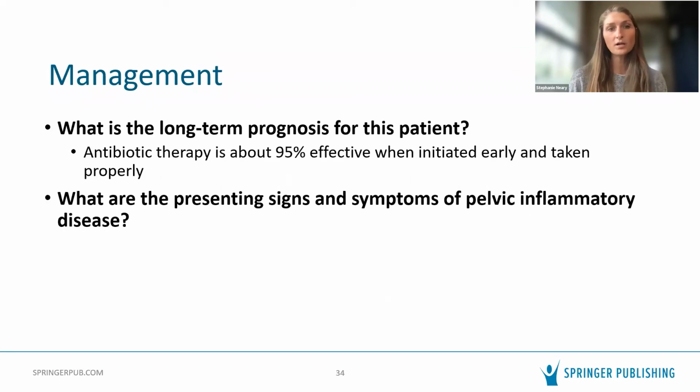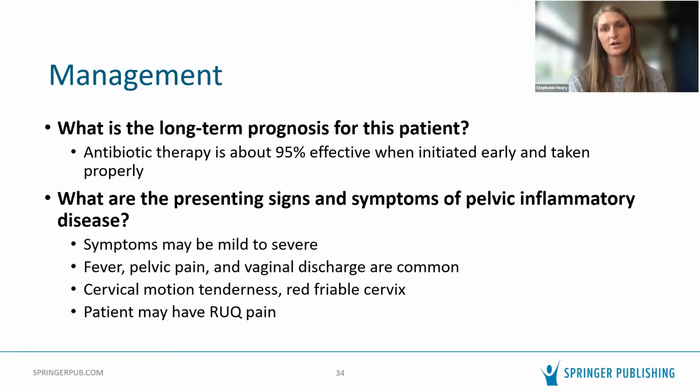And then the long-term prognosis for our patient. So making sure that we know that this works really well for her when taken properly. And then what are some of those complications we need to make sure we are looking for? So anytime we have that vaginal discharge and we have the diagnosis or the presumed diagnosis of chlamydia or gonorrhea, we absolutely need to be thinking about pelvic inflammatory disease.